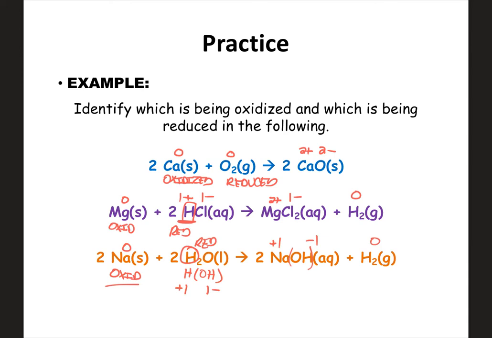The sodium is being oxidized, the loss of electrons, and the hydrogen is being reduced here, the gaining of electrons. So you have to be careful. I would rewrite water as HOH so that you can see that it's the hydrogen itself in the water that is being reduced. All right, so you definitely need to be able to determine which substance is oxidized and reduced in a reaction using these oxidation numbers.